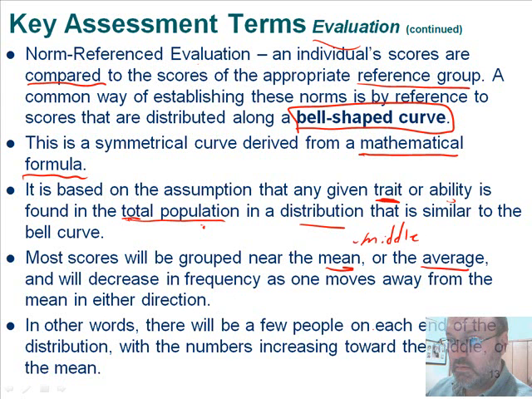In other words, there will be a few people on each end of the distribution with the numbers increasing toward the middle or the mean.